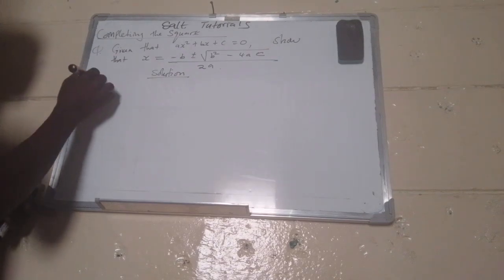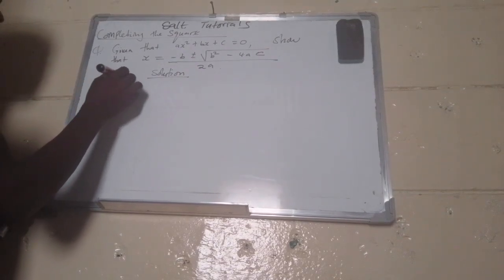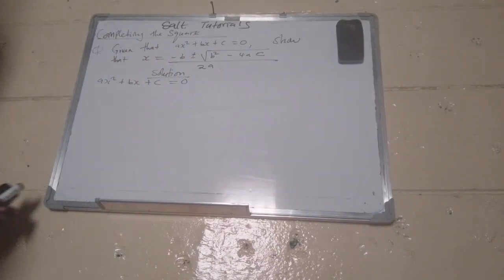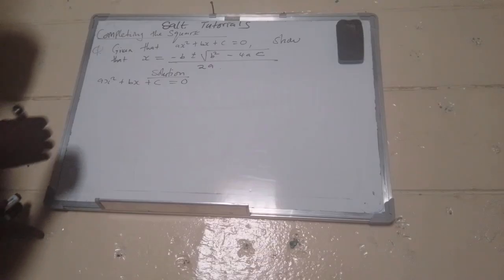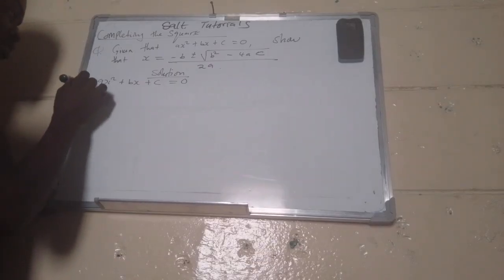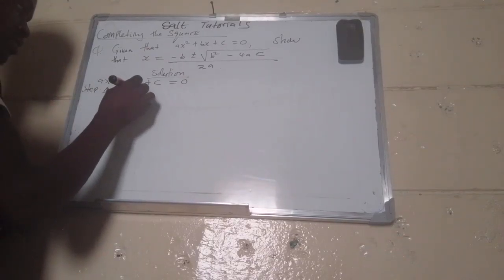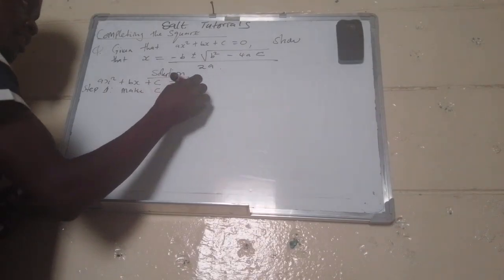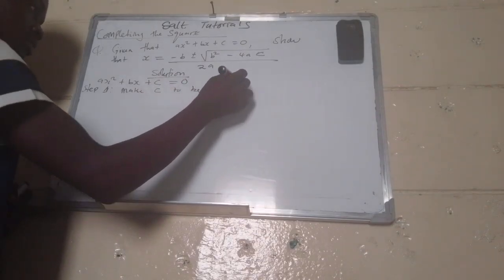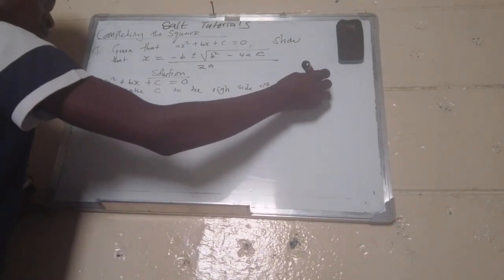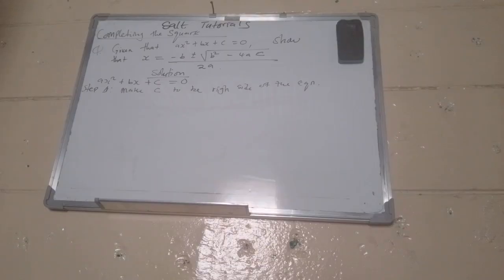So number one, we know that it is ax squared plus bx plus c equal to 0. That's the equation we have. We want to find the value of x. First step, step number one: make c to be on the right side of the equation.